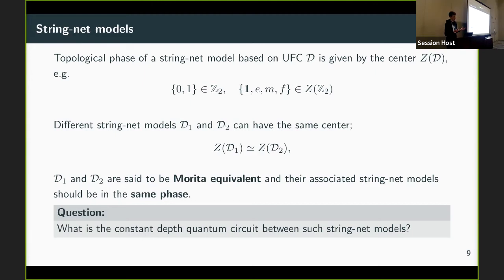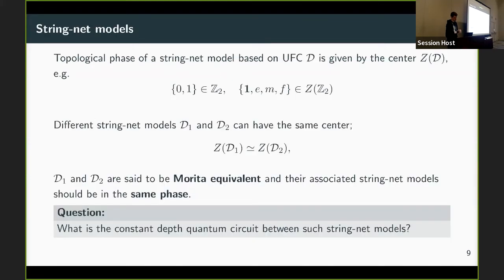Two such categories are said to be Morita equivalent. That's the name in the title, that's where it comes from. And their associated string net models should be in the same phase, if indeed the center is a description of the phase of the string net model. And now, a very natural question you can ask is, okay, we have this definition of being in the same phase, but we also have this quantum information definition of being in the same phase. What is the constant depth quantum circuit between two such string net models?